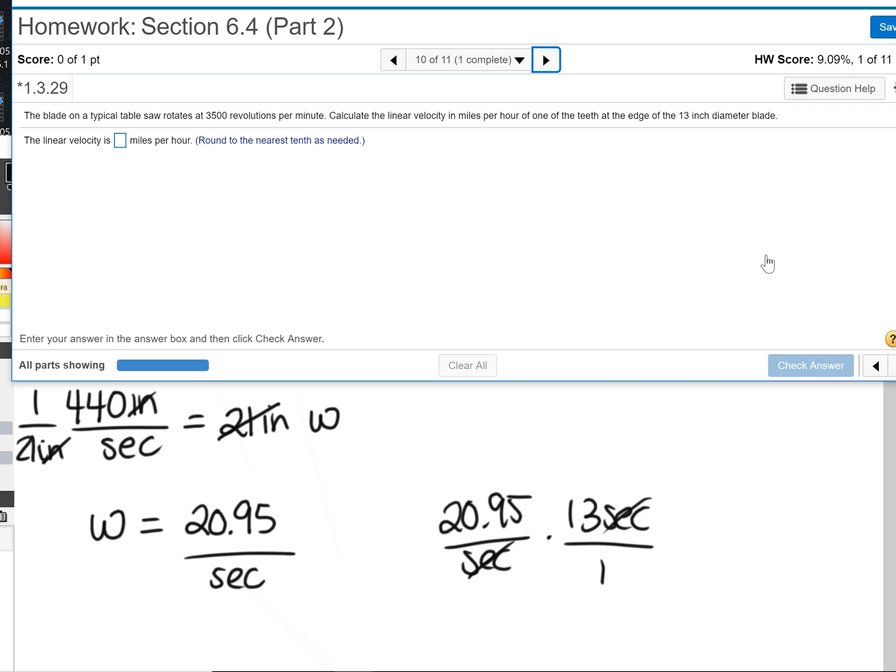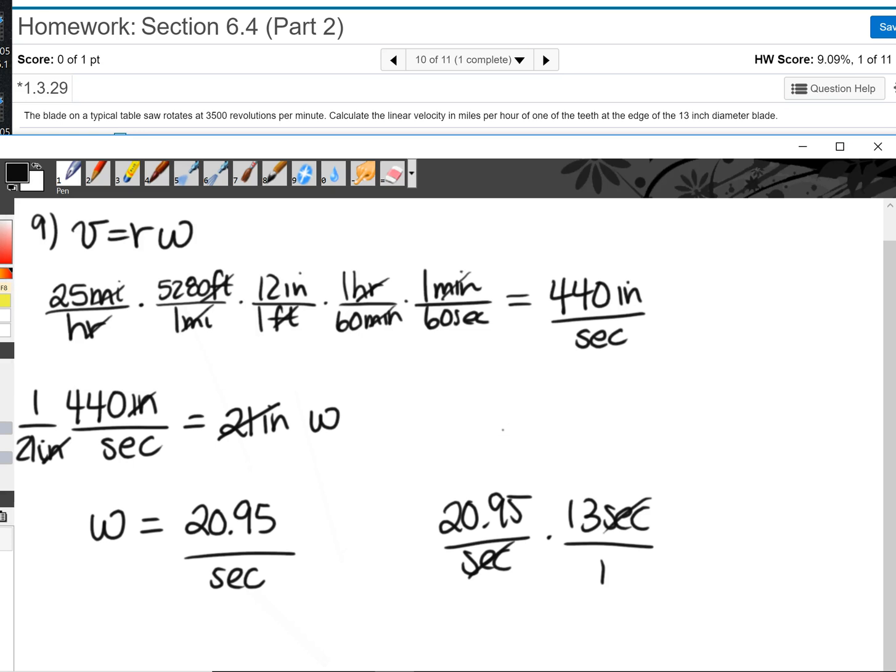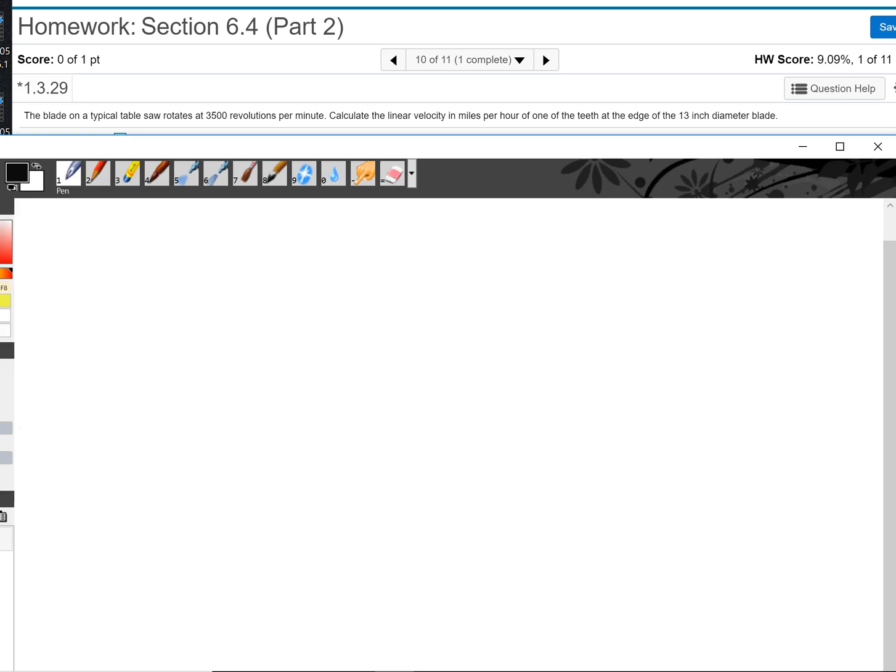So, all right, let's look at this one. Let me clear this out. The blade on a typical table saw rotates at 3,500 revolutions per minute. Calculate the linear velocity in miles per hour of one of the teeth at the edge of the 13-inch diameter blade. Okay, so let's set this one up.